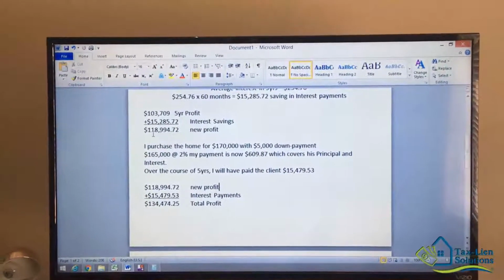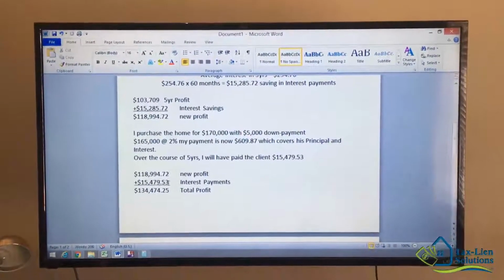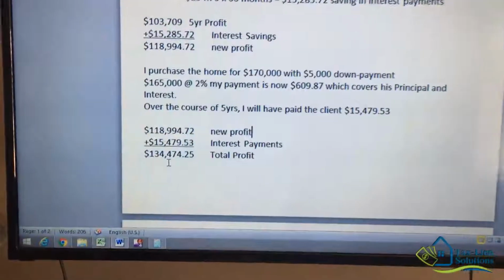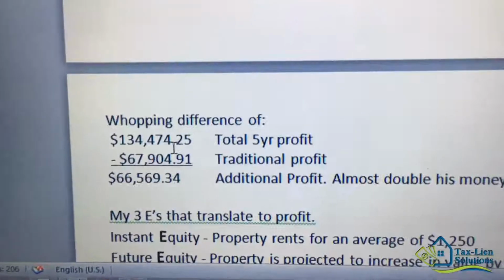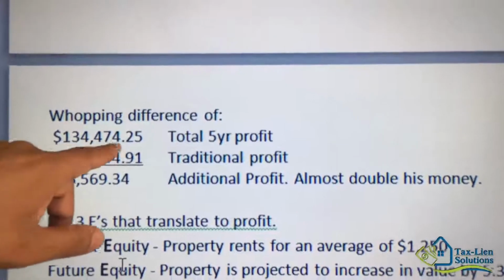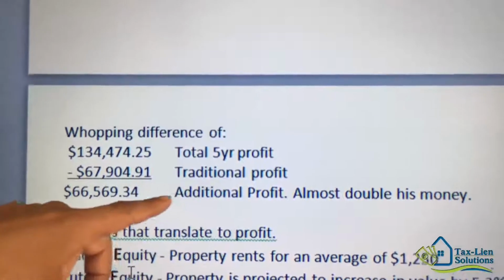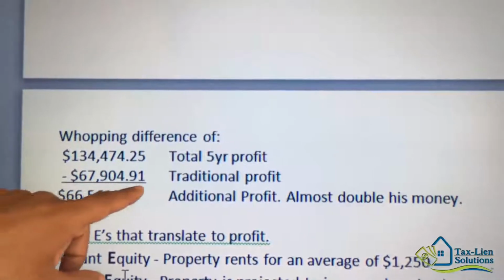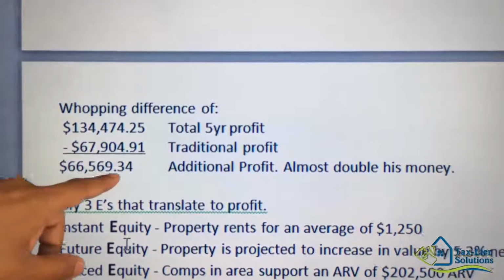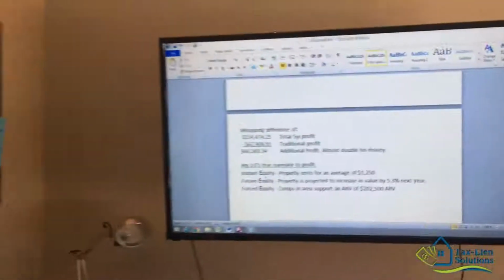So when we take his new profit here of his savings and interest, and then what interest he's going to make off of us, his new profit now is $134,474.25. Now that's a whopping difference of taking $134,474.25, which is his new profit, minus what he would traditionally make selling today through a realtor of $67,904.91. He's actually making an additional profit of $66,569.34. I mean, that is doubling his money practically over 5 years.